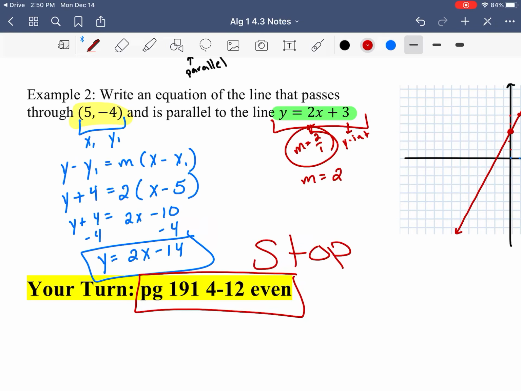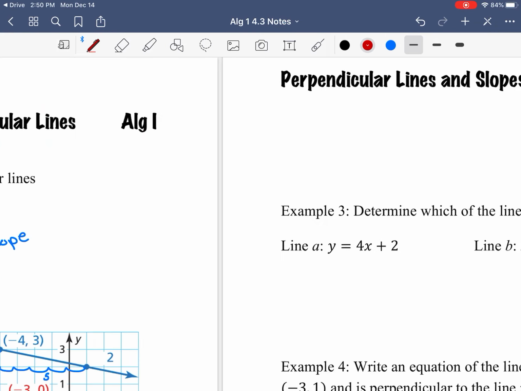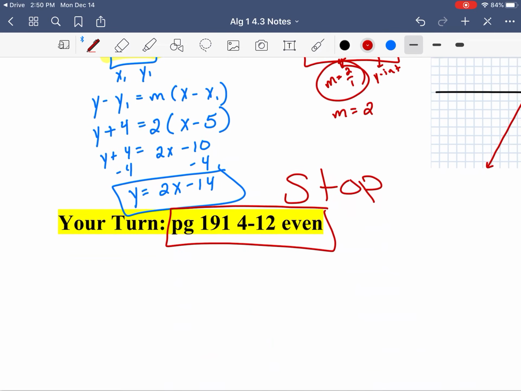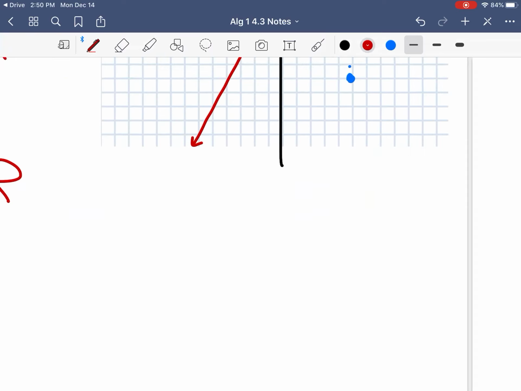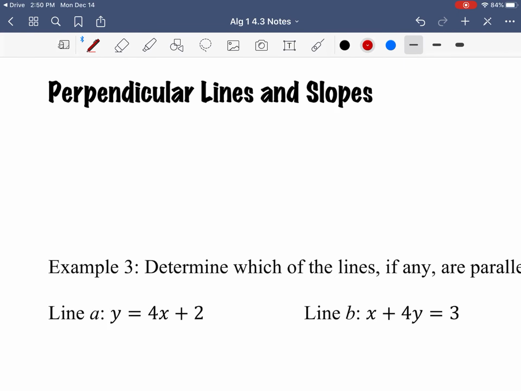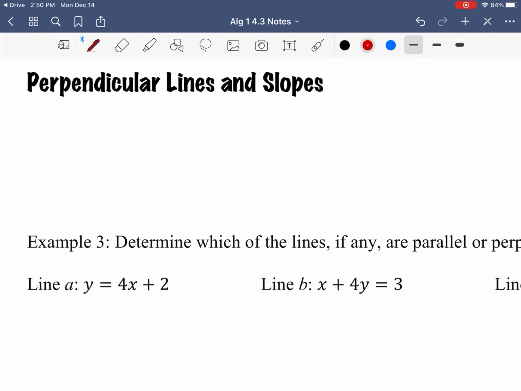Okay. All right, welcome back. If you have not gone and done these problems yet, please go do them. That is the order in which this lesson is meant to be done. Because now we are no longer talking about parallel lines. Right now we're going to be talking about perpendicular.